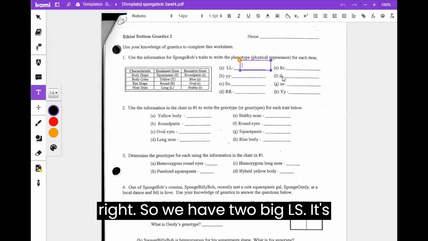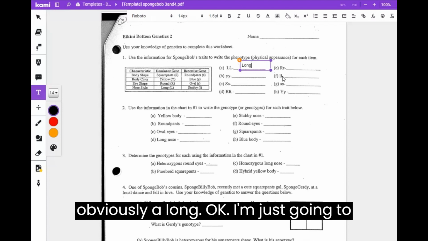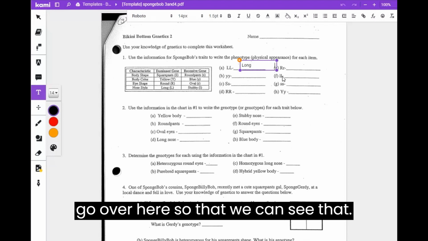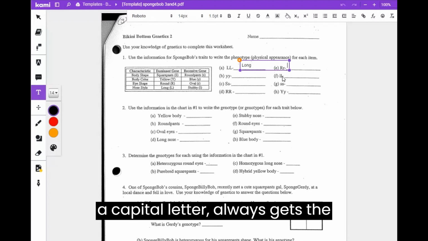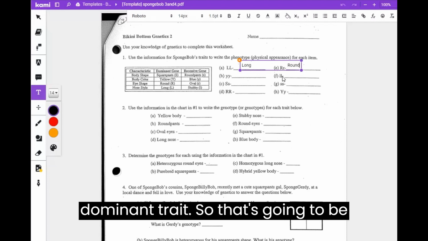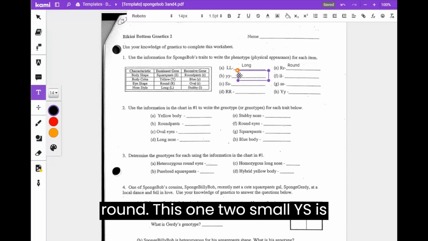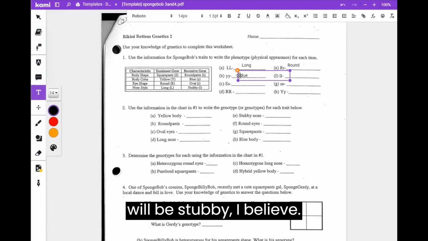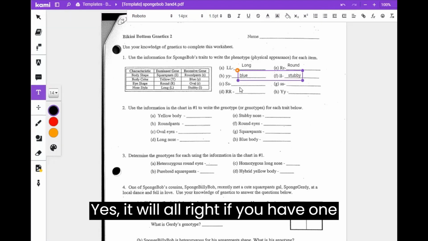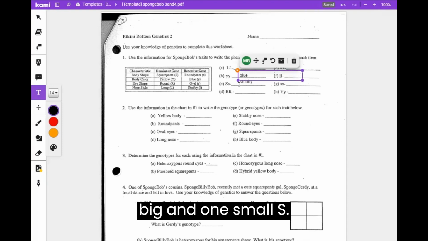If we have two big L's, it's obviously long. I'm just going to go over here so that we can see that. What's one big, one small R? Anytime it has a capital letter, it always gets the dominant trait, so that's going to be round. Two small y's is going to be blue because it is a recessive trait, and two small l's will be stubby, I believe. Yes, it will.